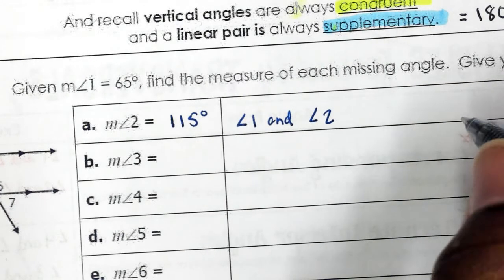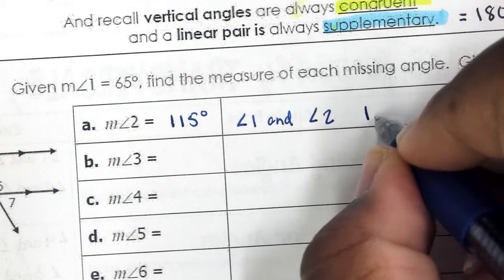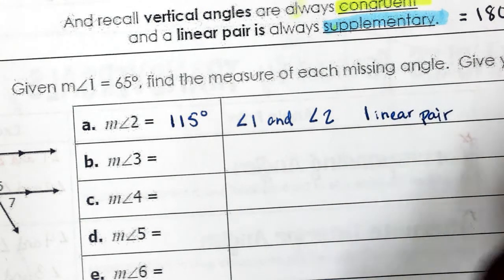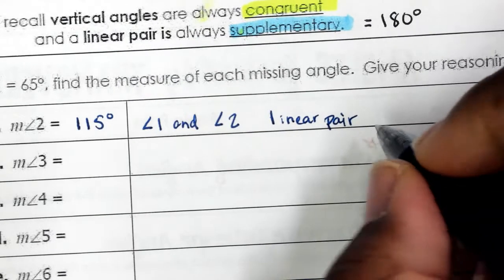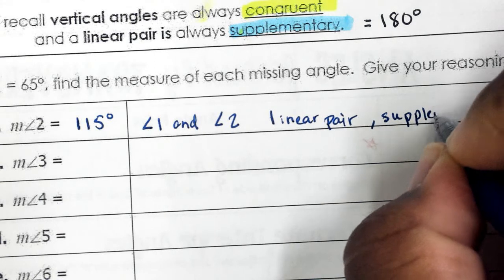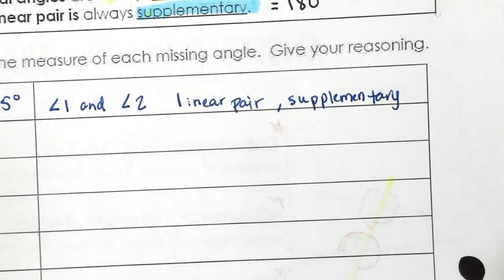So what do we call that? Linear pair. So we knew angle 1 and 2 were a linear pair. And then the other thing you were about to say, you're going to say supplementary, right? Yes, sir. So that told you that they were going to add up to 180 degrees. So all he did to find angle 2 was subtract from 180, since he knew they were going to be supplementary.